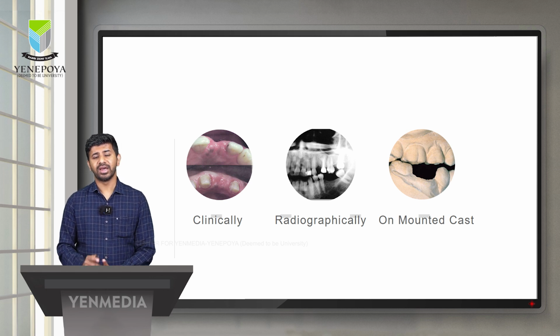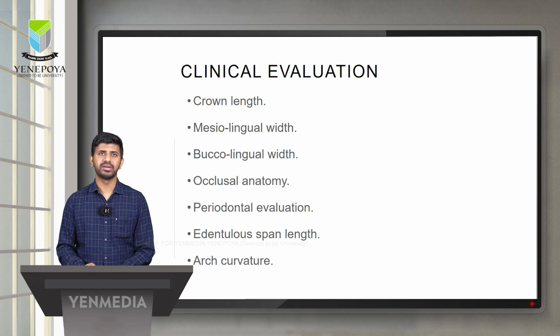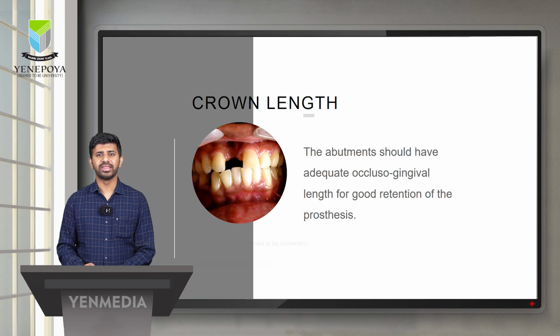For which I would talk to you about these teeth, which are used as a support for the fixed prosthesis, and different side headings: the clinical assessment of it, how you radiographically assess it, and how you do it on the mounted cast. To clinically evaluate it, we'll talk about the crown length. The first thing which is very important is what we see in the oral cavity, that is the crown length. This is the one which you can visualize, whereas the root length etc. can be seen only radiographically.